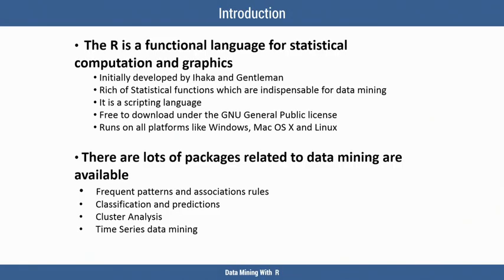Now, what is R? Basically, R is a programming language. It is basically a functional language for statistical computation and graphics. Initially, it was developed by Ihaka and Gentleman. It is rich with lots of statistical functions which are very essential for data mining applications. Basically, it is a scripting language, and this tool can be downloaded freely under the GNU license.